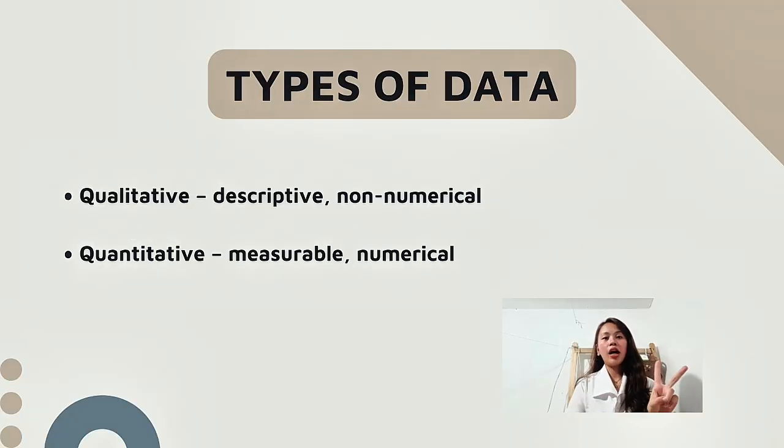There are two main types of data, qualitative and quantitative. Qualitative data deals with descriptions and words. For example, when we ask students how they feel about online learning, their answers are qualitative. Quantitative data, on the other hand, is numerical and measurable. If we ask how many hours a student studies per day or what their grades are, those are quantitative. Both types are equally important in research, depending on the purpose of the study.